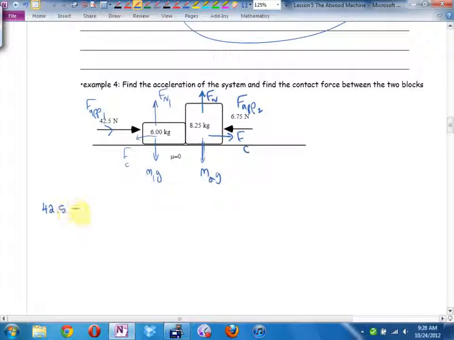Then I run into contact force, but it's pointing to the left, so it's a loser. Then I run into contact force, but it's pointing to the right, so it's a winner. Then I run into 6.75, but it's pointing to the left, so it's a loser. Have I gotten all of the horizontal forces? Yep. What's it going to be equal to? Don't say MA, because it's not.